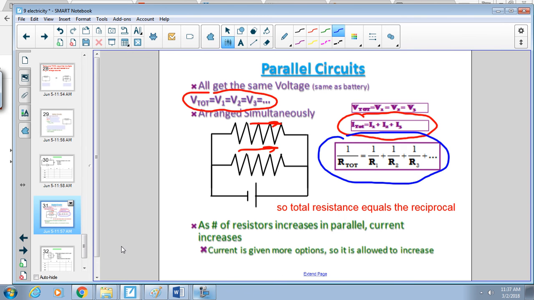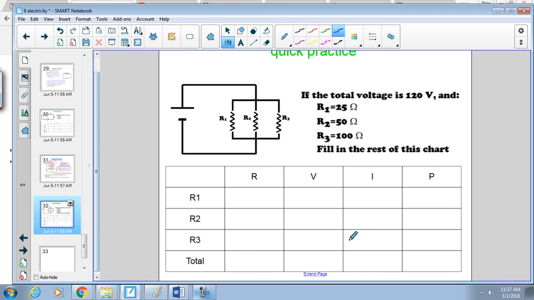All right. Let's go ahead and do a practice problem. First thing you want to do is identify what type of circuit it is. There are 1, 2, 3 ways for the electricity to flow, so therefore it is a parallel circuit. I should remind you that you can have a series and a parallel circuit in the same circuit. But for right now we're going to keep them separate.